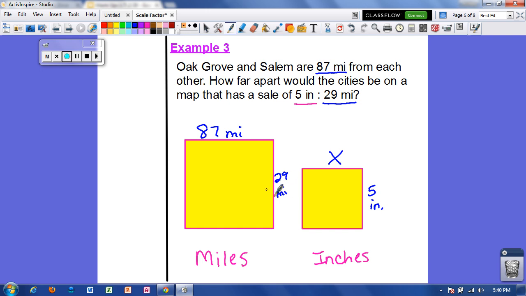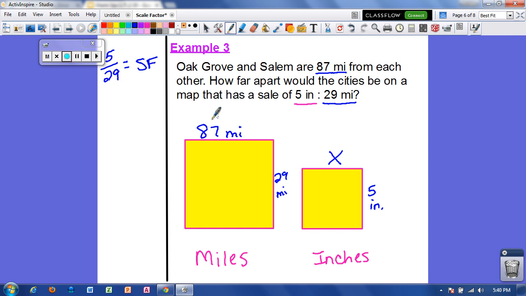So now, I'm going from 29 to 5. I want to figure out what that scale factor is so I can go from 87 to this new value of x. So 29 times some number equals 5. So I've got to work backwards and do 5 divided by 29. So my scale factor would be 5 divided by 29. But that is the simplest form. I cannot reduce 5 over 29. So 5 over 29 is my scale factor.